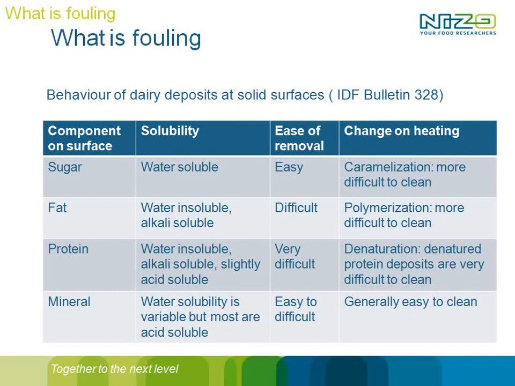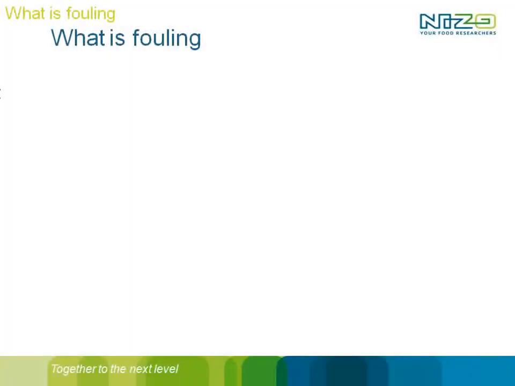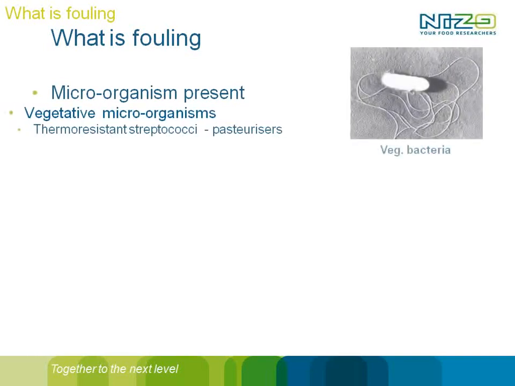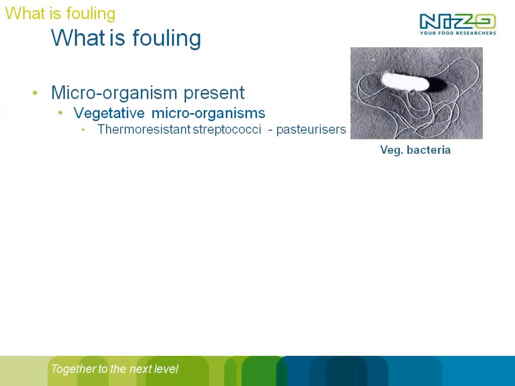Okay, so far the protein and minerals. We now come to the microbial type of fouling, and also within that category we have various classes of fouling. At first, it's very important to know what kind of microorganisms are present. At first, we have the so-called vegetative microorganisms, the non-spore formers, that are mostly not that heat resistant, but they can grow very fast.